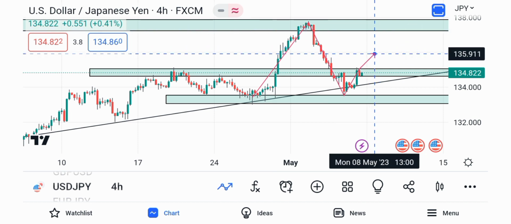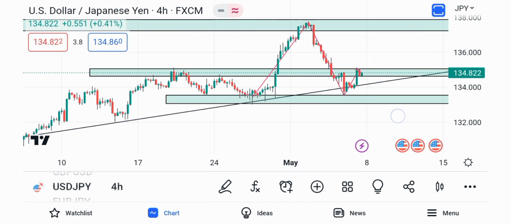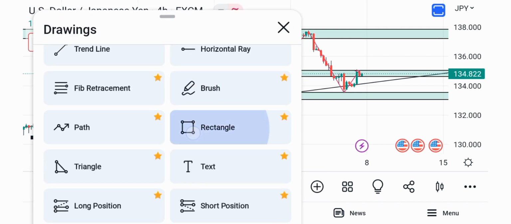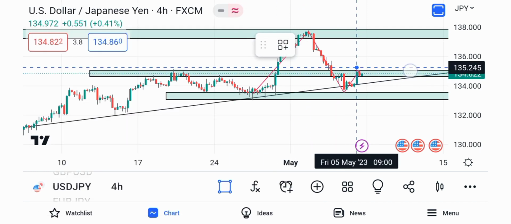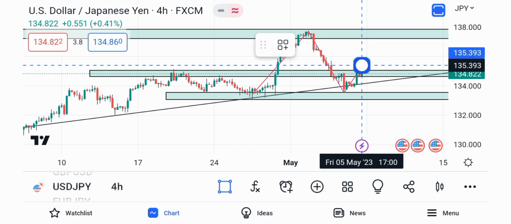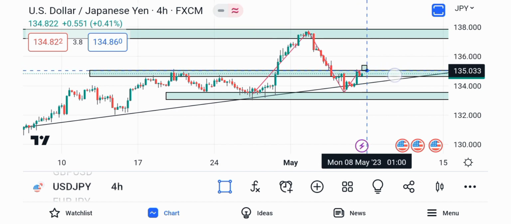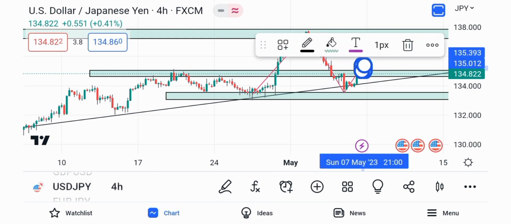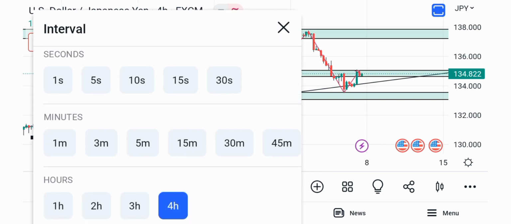If we want to see price continuing upward, we have to wait for a breakout. That's a momentum candle, something like this. We want to see something like this happen, a bullish candle. That's a breakout candle. Then we place our entry for a buy, but we still need to study the price action on the 1-hour time frame.